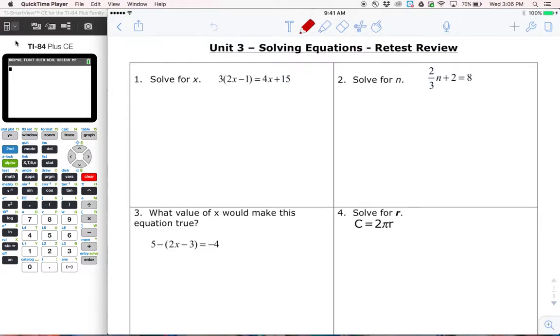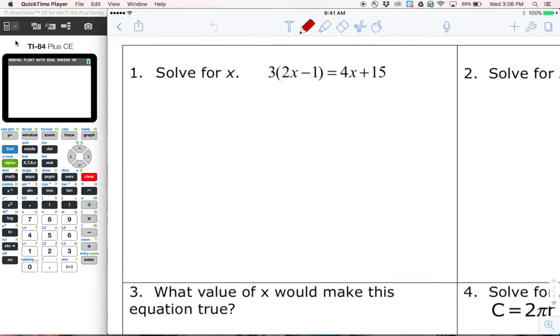Unit 3, Solving Equations, Retest Review. Before we get started, remember that when you retest, you are going to be getting 10 extremely similar problems. So make sure that even though right now you're watching the video and getting the answers this way, you can get all these answers by yourself, okay? All right, we're going to start with the first one.